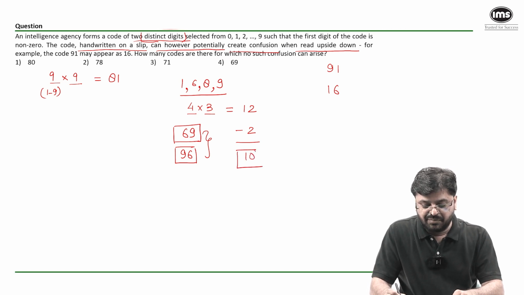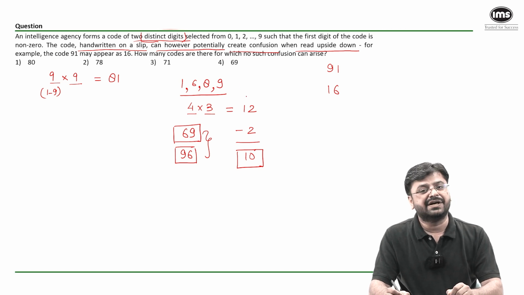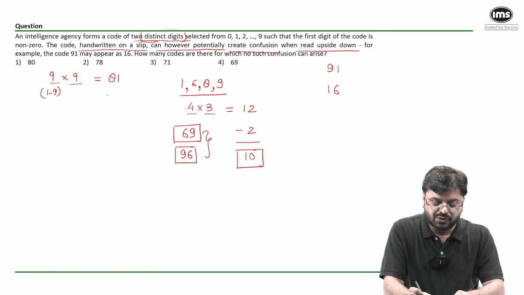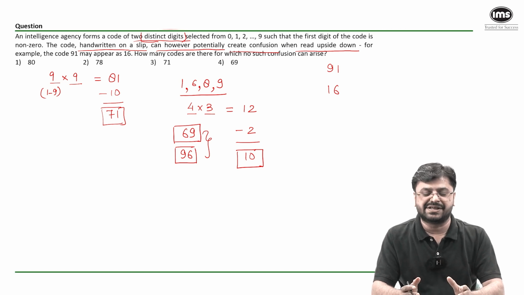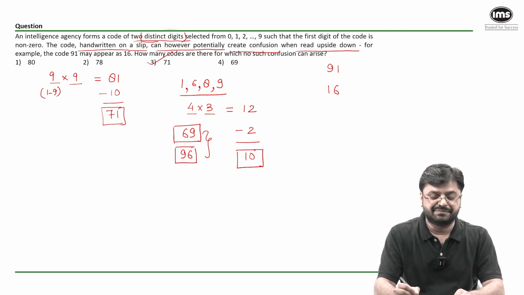So the remaining 10 codes which are made from these 4 digits will create confusion, and hence should be eliminated from the total number of cases. So the total number of distinct codes which will not create any kind of confusion in this case will be 71.